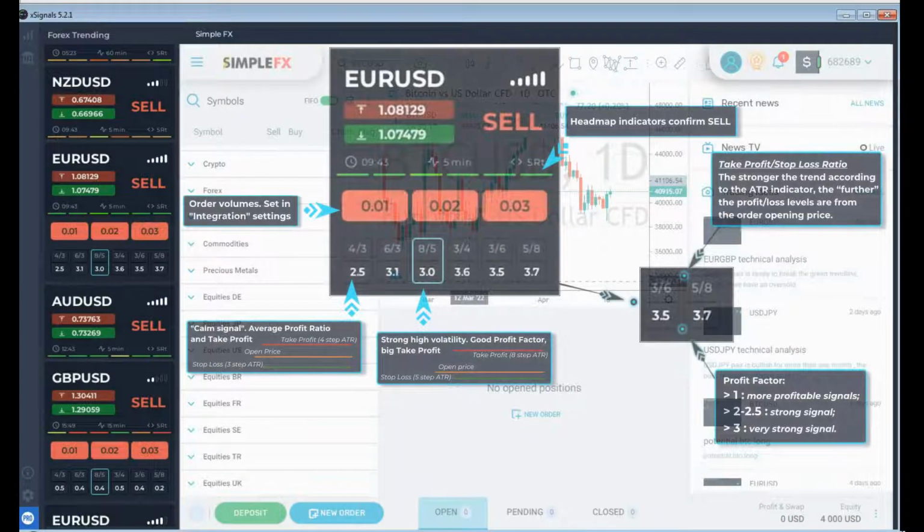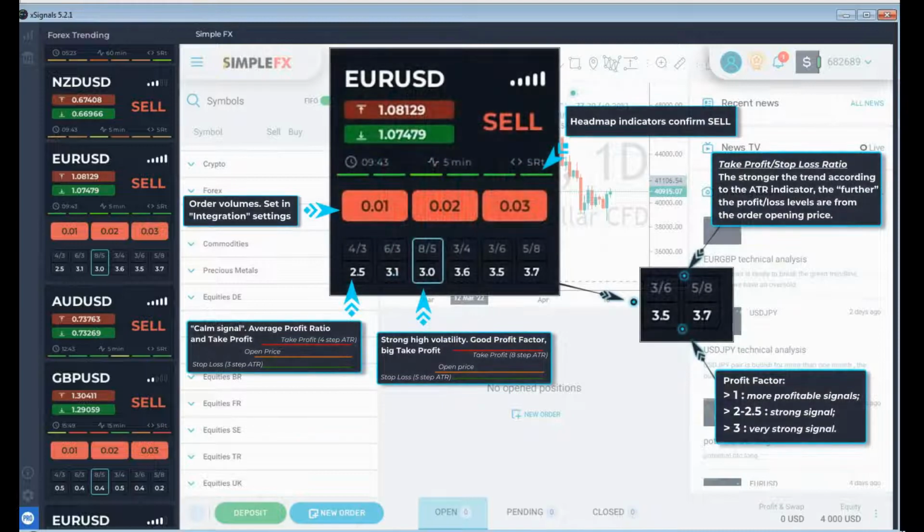The image shows a sell signal for the euro, dollar and 6 options for auto orders. The choice seems difficult, but it is not. Everything is quite simple. First, let's look at profit factor, which is defined as the ratio of the number of profitable signals to unprofitable ones on xSignals strategies over the past 14 price periods.